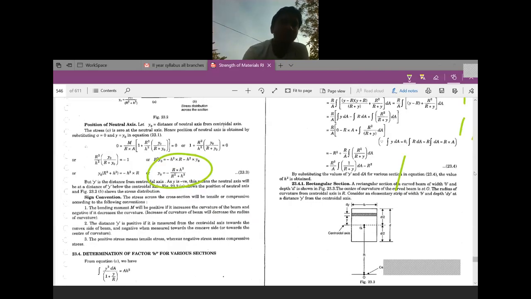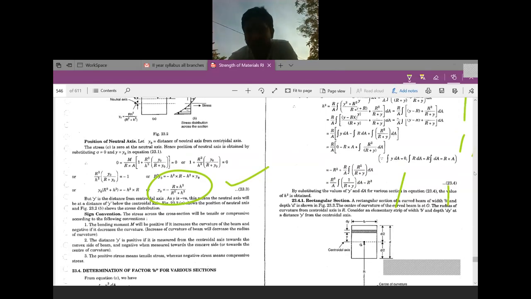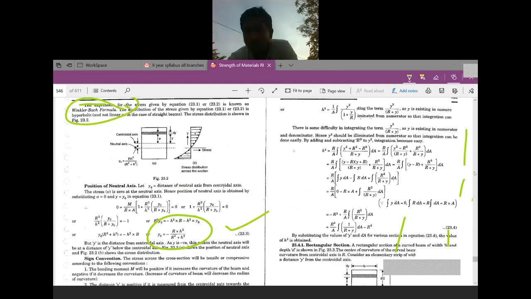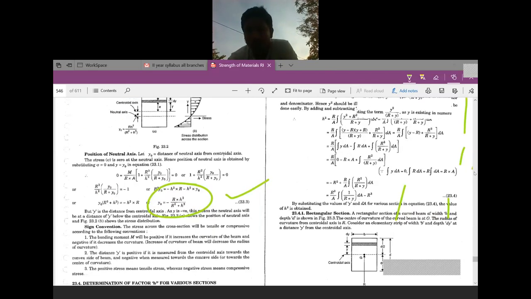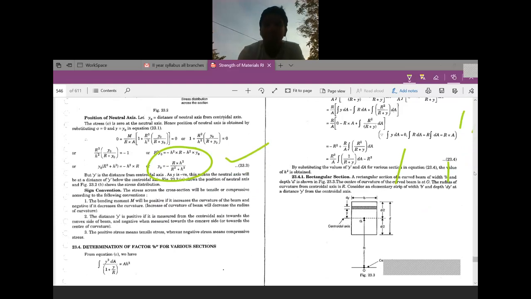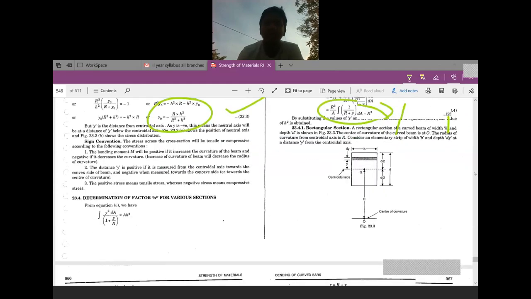So these are the formulas you need to remember: sigma tensile, sigma compressive, and this formula, these two formulas, and the value of h square. Here you have the formula of h square, that is r cube by a integral. This one is the formula for h square. From this formula, you are going to derive for different standard sections.